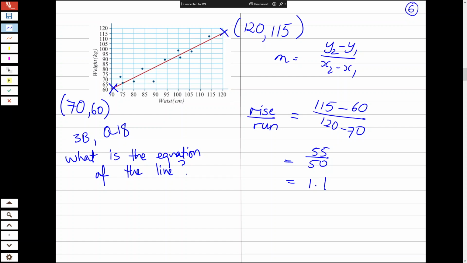So year 12's listening. I've just calculated the rise over run for you. So that's the gradient. Sorry, I should use the symbol B for slope. I don't have the equation though. When I have my equation, what's it going to look like?